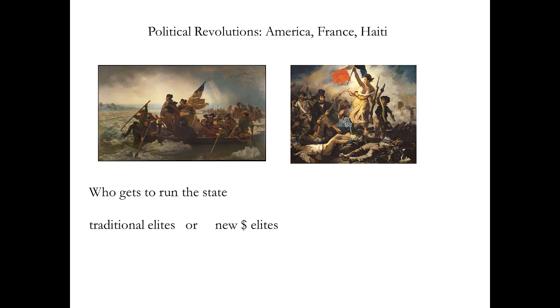So the question of the Reformation, as we discussed, was who gets to control knowledge? The question of the political revolutions, of the age of revolution, is who gets to control the state? Who gets to run the state? The traditional elites, the king, and the landed nobility, or new moneyed elites?